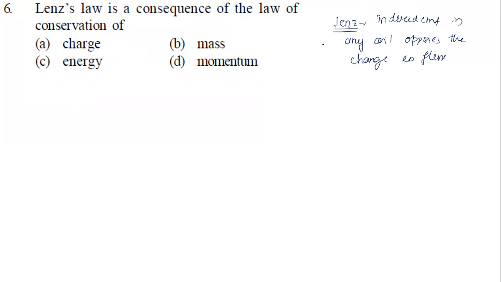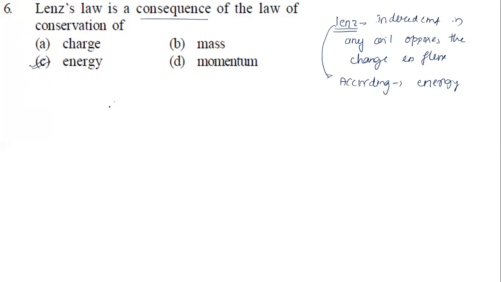That's what Lenz's law is. And this Lenz's law is according to what now? According to conservation of energy. Whatever work we do to move a magnet towards the coil will be stored in the form of what now? Electrical energy. That electrical energy appears in the form of induced EMF and current. So it is a consequence of the law of conservation of energy.